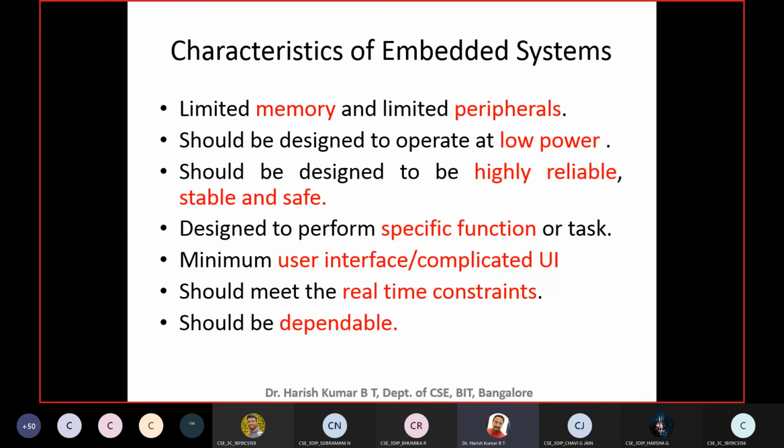And then low power consumption. All the embedded systems being designed should provide high reliability, stability, and safety. They should perform a specific function. And then, designing the UI for an embedded system is very complicated, and they should meet real-time constraints, either hard real-time or soft real-time constraints, and they should be dependable. That means if any embedded system fails, it has to fail safe without causing any threat to human life, without causing damage to the physical environment, and also without causing economic loss.